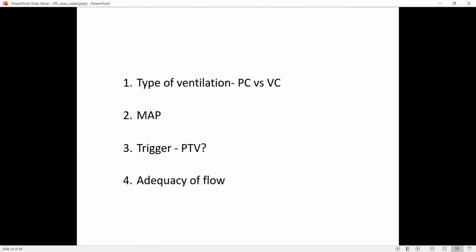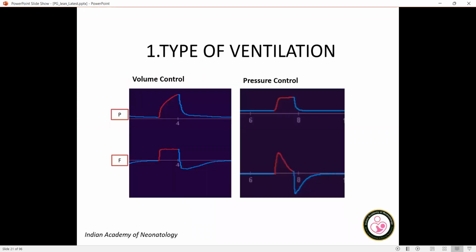So that is the first important point. Then we can know about the MAP. Then the third important thing: from the pressure waveform, we can identify the trigger, whether it is a patient triggered breath or a mandatory breath. And also we can assess the adequacy of the flow. So again, this is the type of ventilation.